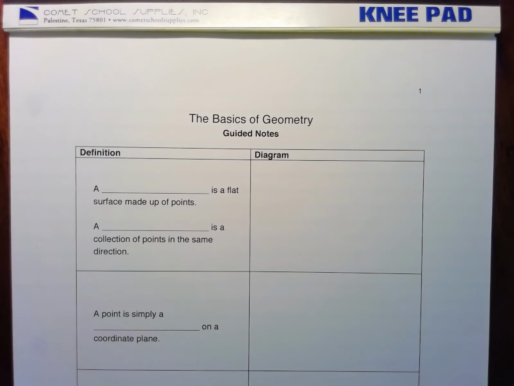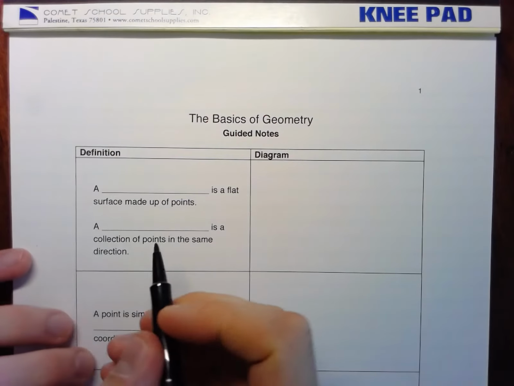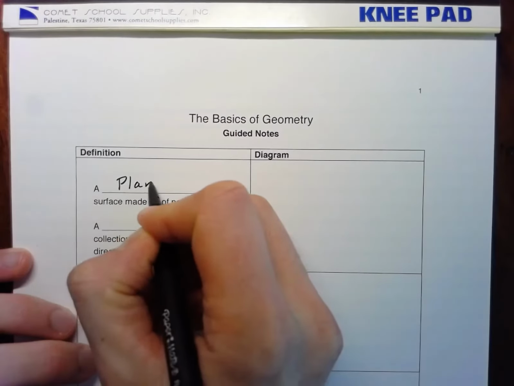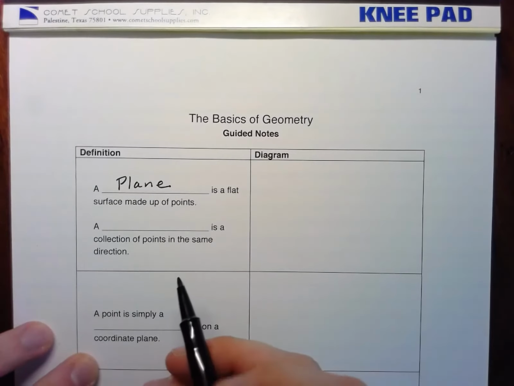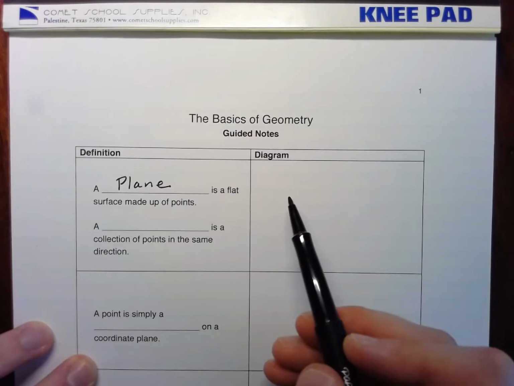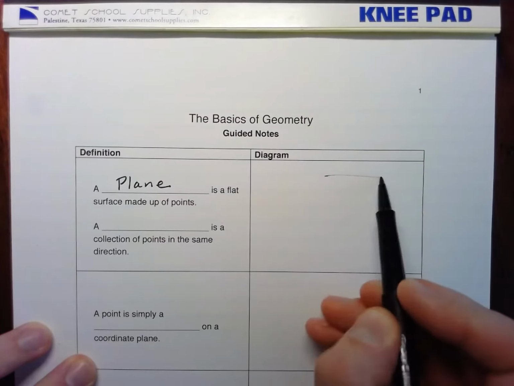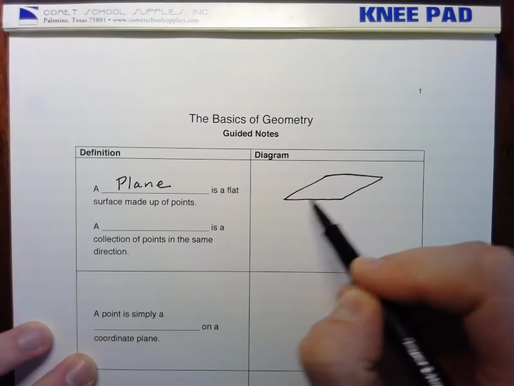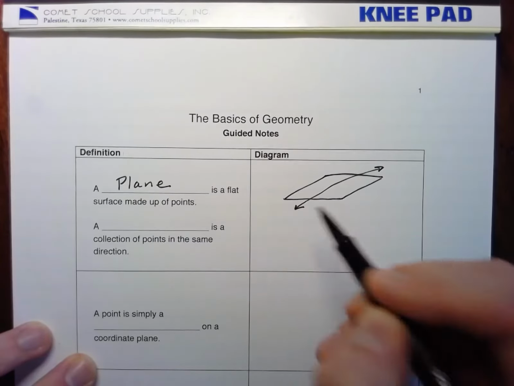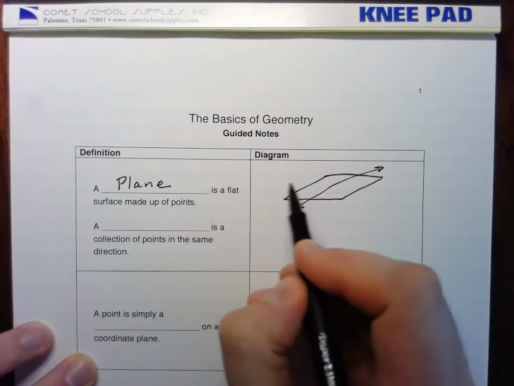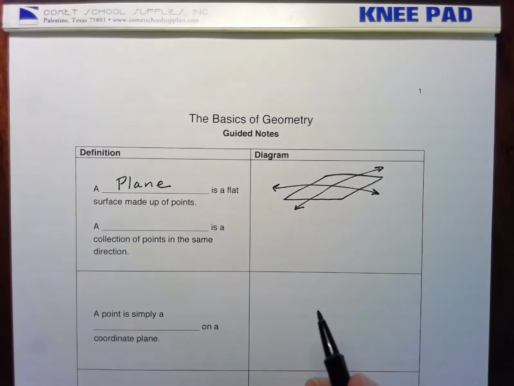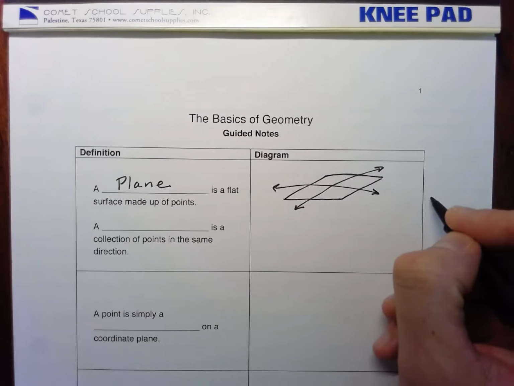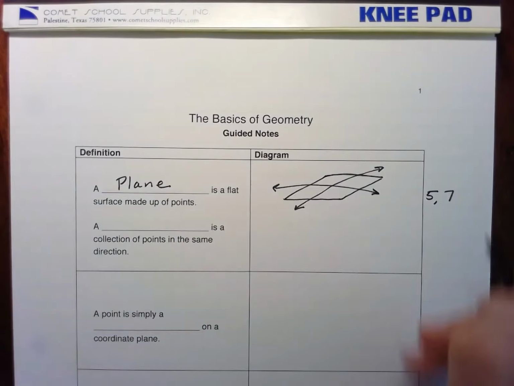A blank is a flat surface made up of points. Well, that's called a plane. Okay, and a plane is just a piece of paper or any flat surface, and we can try to draw it here. I'll try to draw it in three dimensions, but I'm not really an artist. So you kind of draw this thing, and you have stuff going in this direction across it. If you can imagine like a sheet of paper coming out of the page right there. I'm trying to draw it in three dimensions, and so you have stuff going up and down and left and right, and that's kind of what a plane is. Okay, and that follows Euclid's definitions 5 and 7, if you're interested in that.